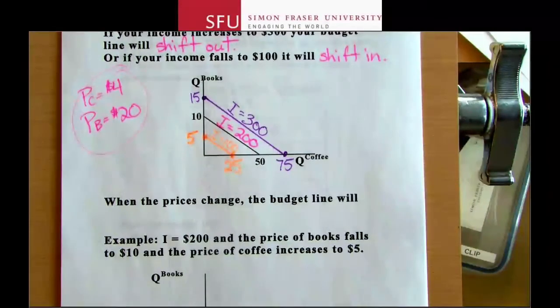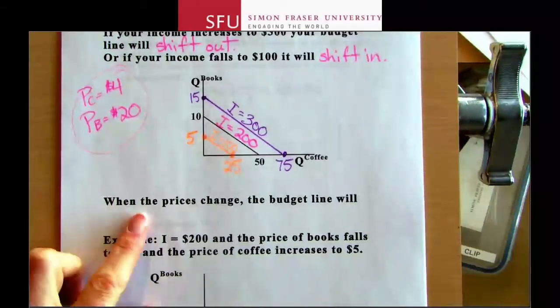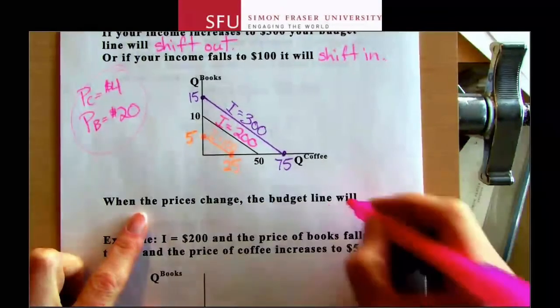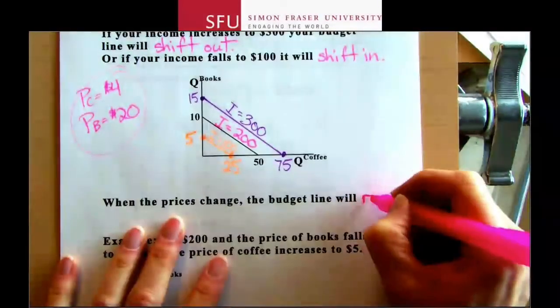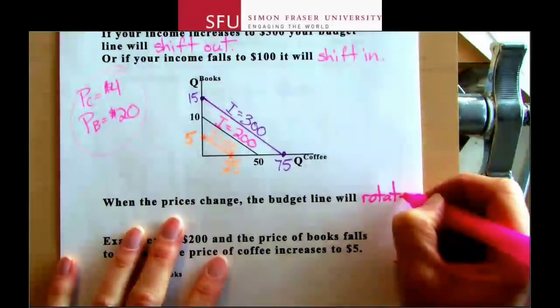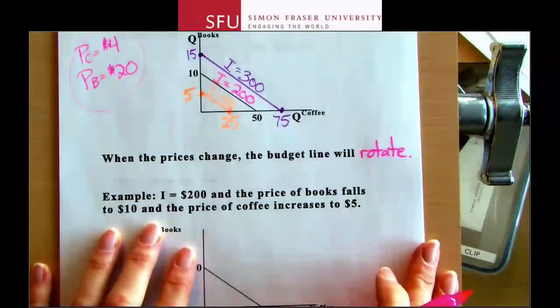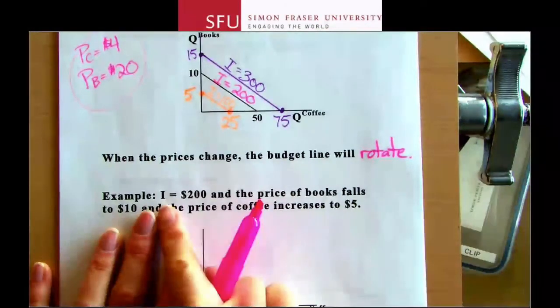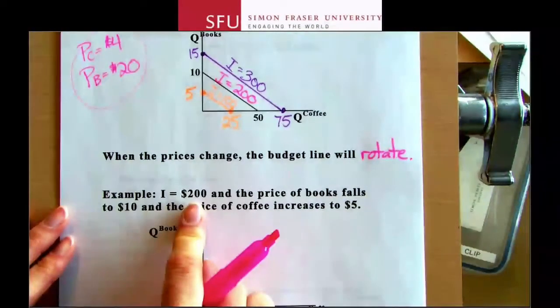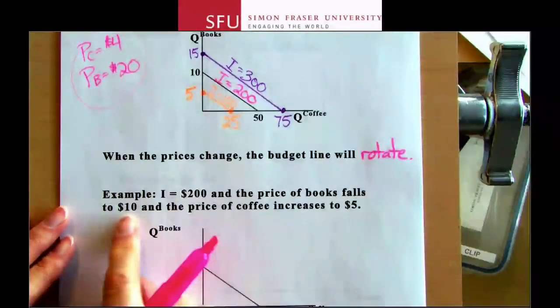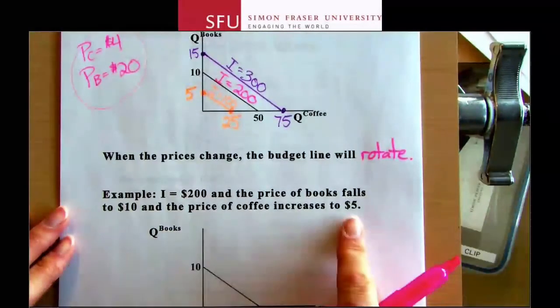So your budget line is determined by how much money you have, but also the prices. The prices could also change, and when the prices change, it's going to rotate the curve. So the budget line will rotate. Now we're back to an income of $200, but the prices are changing. The book price is now 10, and the coffee price is now 5.